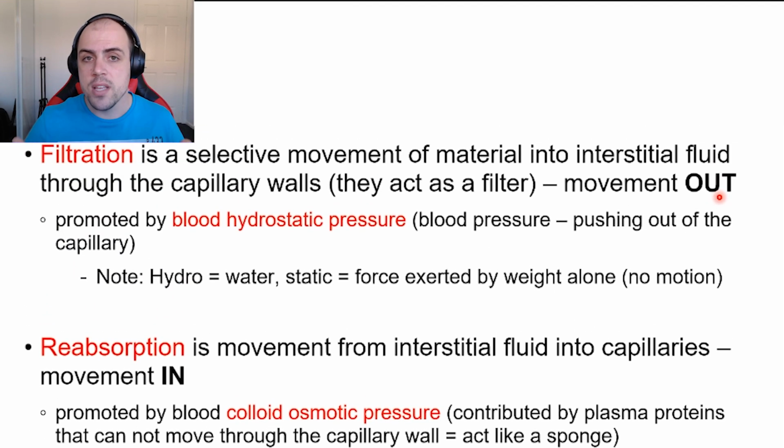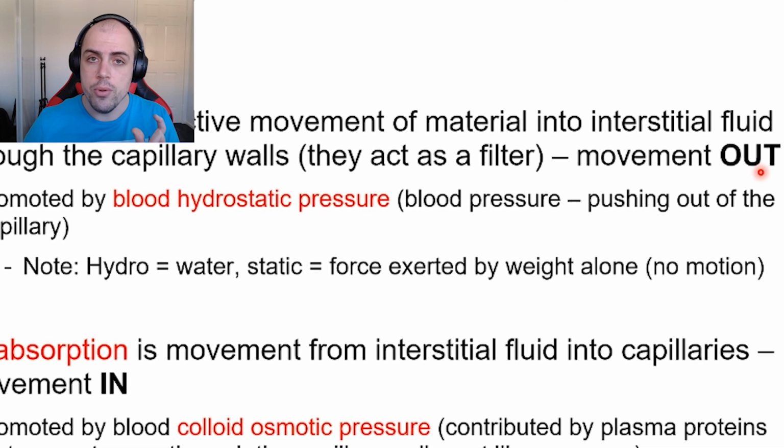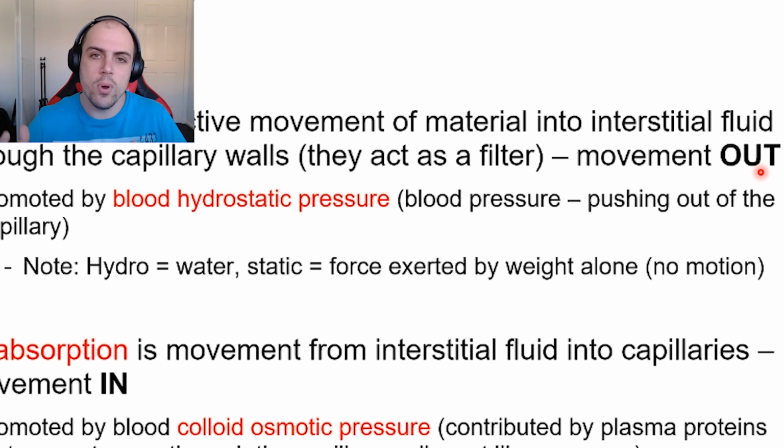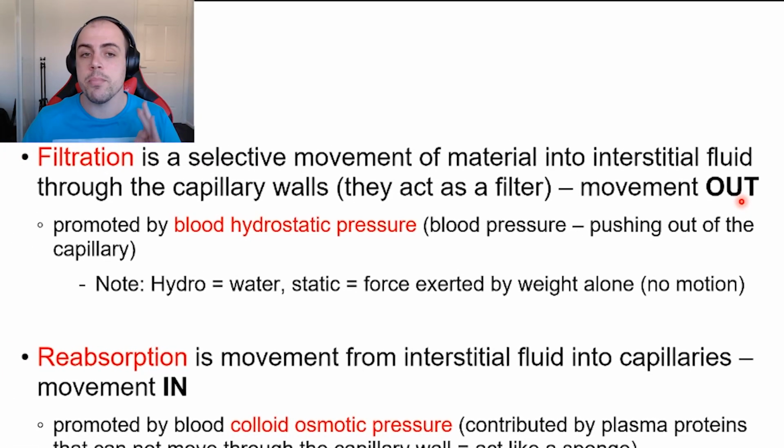So, what is hydrostatic pressure? So what hydrostatic pressure describes is hydro, meaning water, and static, which is sort of a force that is exerted by the weight of this substance alone, which in this case would be the weight of the plasma fluid. Now, that force, this hydrostatic pressure, is competing against colloid osmotic pressure.